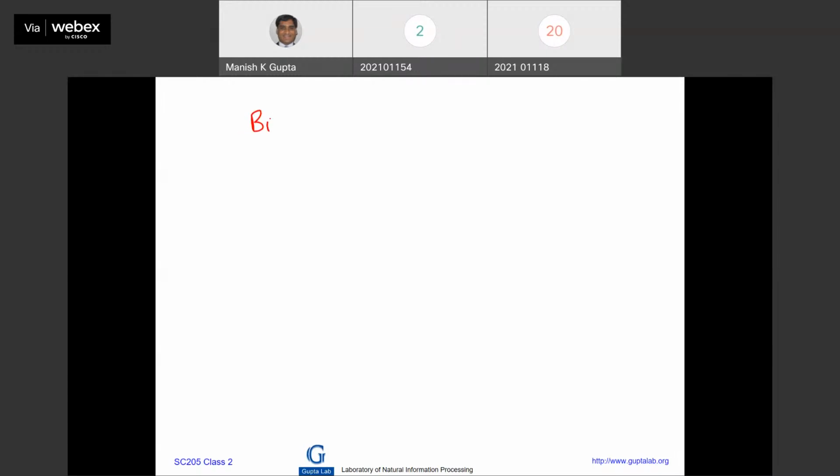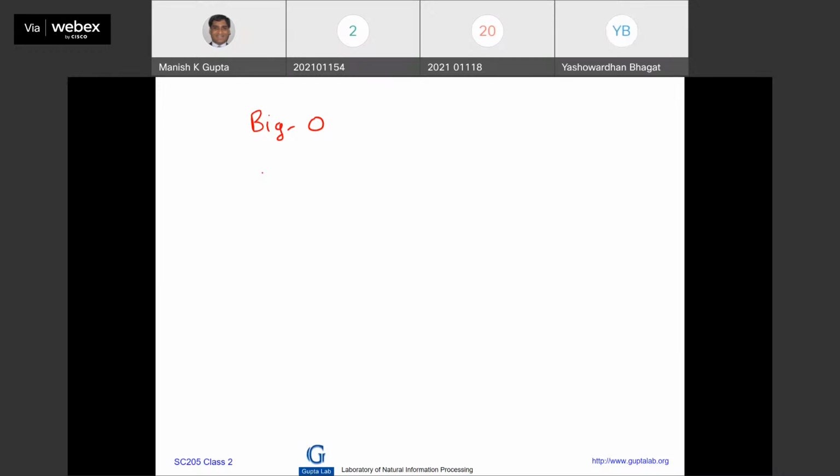So for big O notation, I am again writing that mod of f of x is less than or equal to C times mod of g of x, whenever x is greater than k. Sorry, C. So there exist constants C and k such that this happens. This is the big O notation.